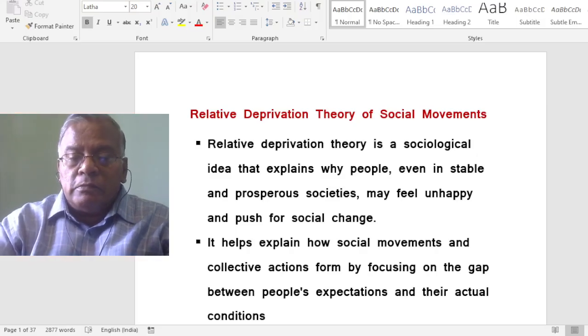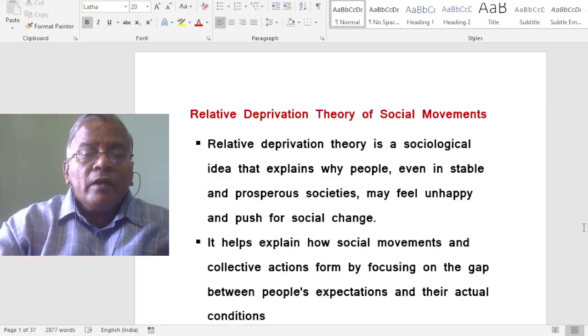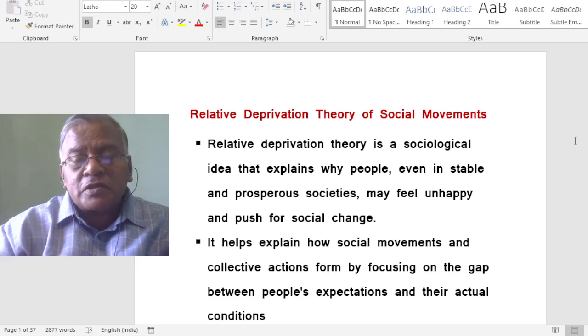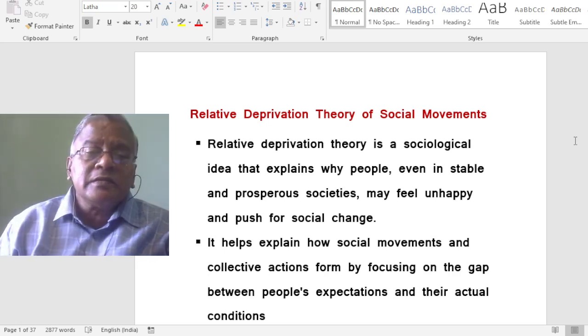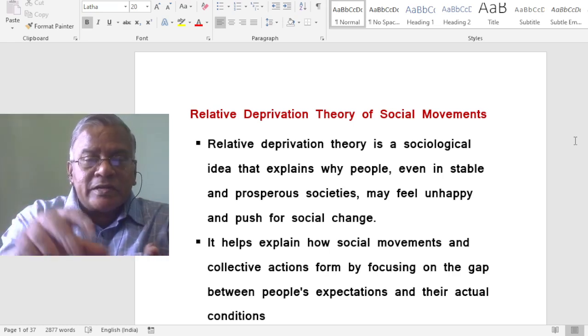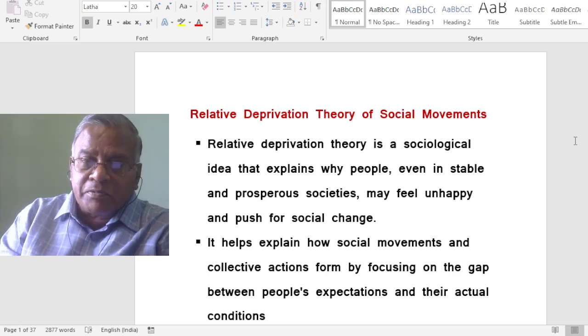Let us straight away enter into the topic. Relative deprivation theory of social movements. That is in the first unit of NET education, education studies. Now in that particular unit, it is coming as one of the subheadings.